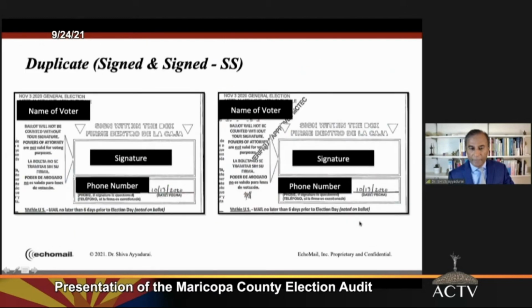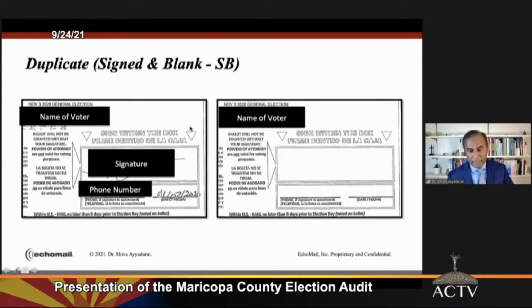Let me give you some feeling of what these look like. Here is one from the same person. Again, we're not allowed to share the names of voters. But you can see here that there is a signature here and a signature here, and they are both the same. So these are both signed, 2 ballots, both signed. Another example is one is signed and the other is a complete blank. In fact, the signature region is what we're concerned with.